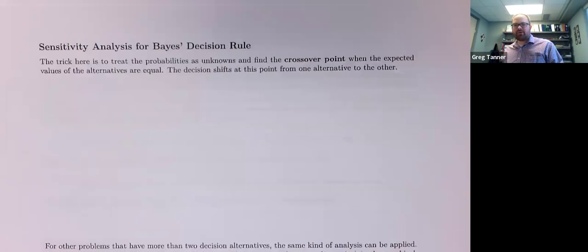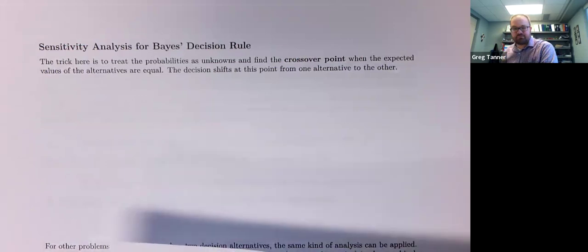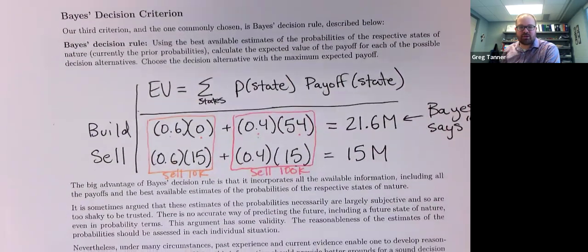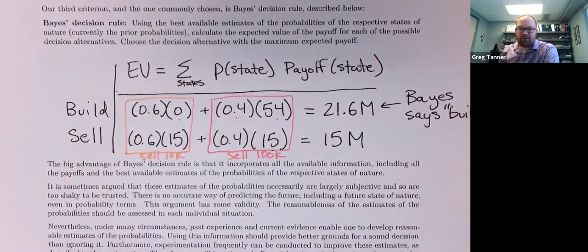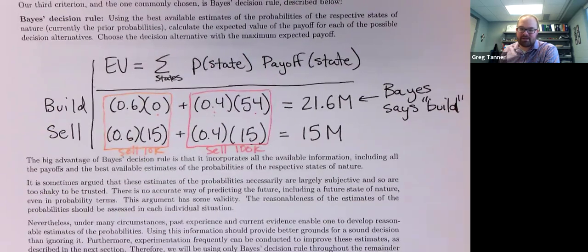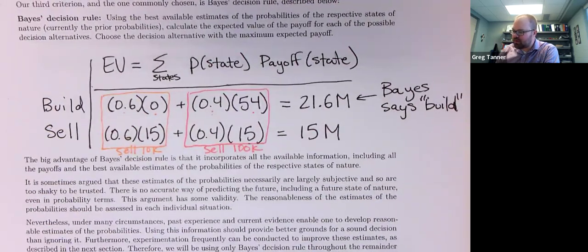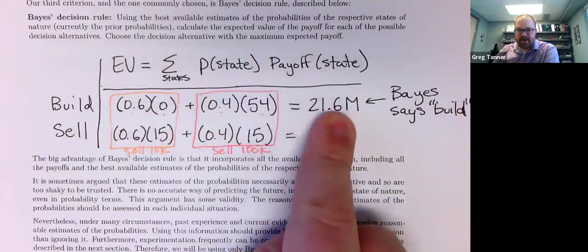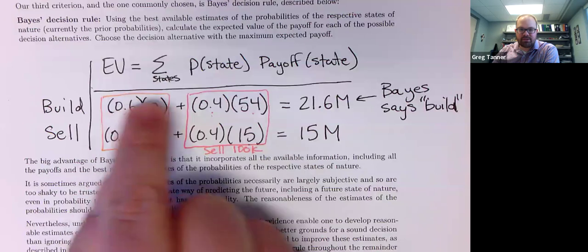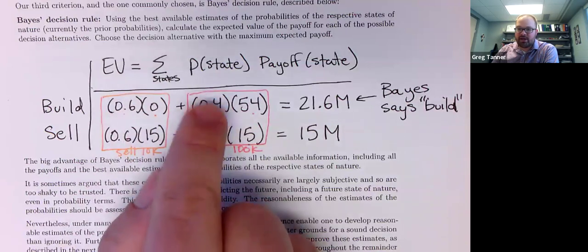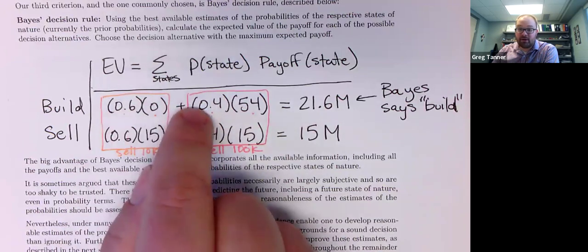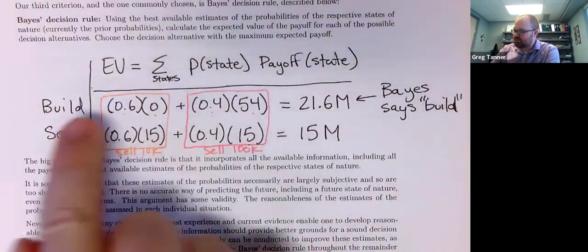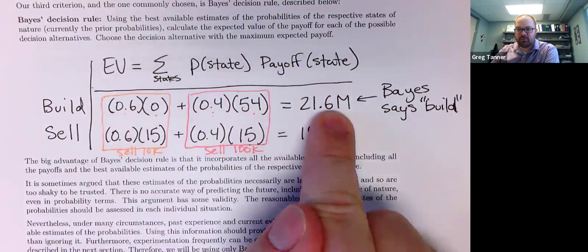Okay, let's pick up where we left off in the last video and talk about sensitivity analysis for Bayes' decision rule. We used Bayes' decision rule to compute the expected value for each of our alternatives, and the better expected value came from building the computers instead of selling the rights. But we might be curious how this expected value depends on the values of the prior probabilities. The way to analyze that is to let the prior probability be a variable, and then look at how this expected value changes with that variable.